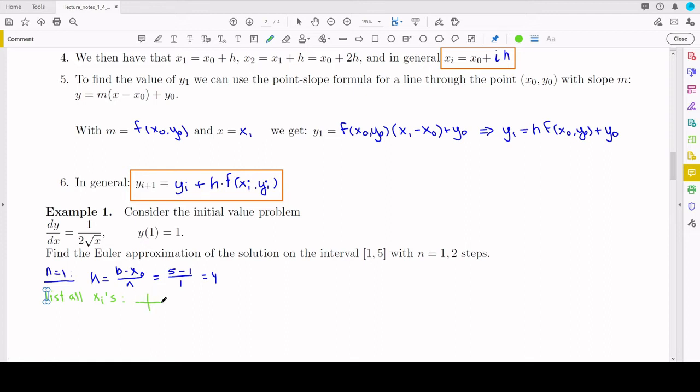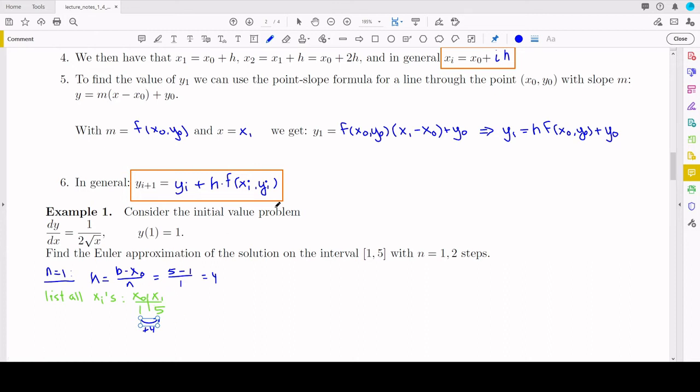And we start off with x naught equals 1, and then we only have one other xi, x1 equals 5, right? And you see here that we're adding the step size there. That's the plus 4. So we now already have all our x values.